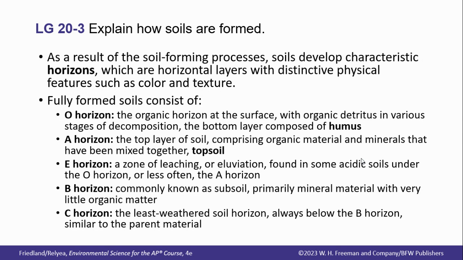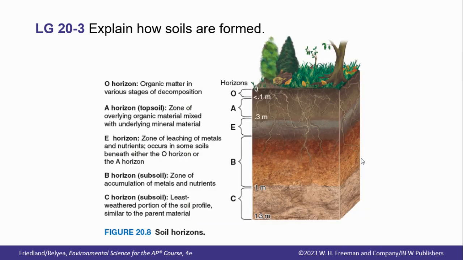The B horizon, commonly known as subsoil, is primary mineral material with little organic matter. So that's kind of your rocky layer, your gravel layer. And then the C horizon is the least weathered soil horizon, which is below the B horizon, similar to the parent material. And here's kind of what that looks like. So O is usually going to be up top, followed by A, E, B, and C. They don't really go in any alphabetical order necessarily. They're just labeled like that. So again, our C is our least weathered, so it's probably mostly rock.